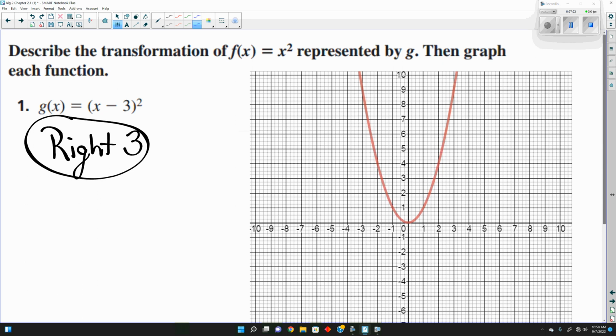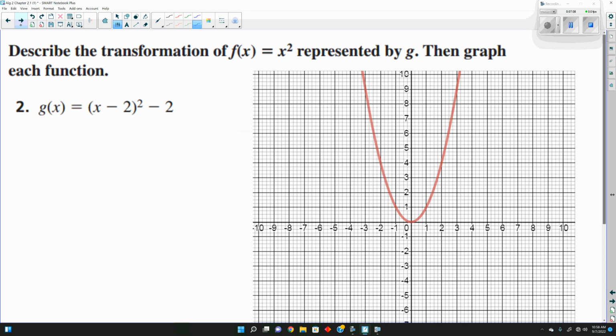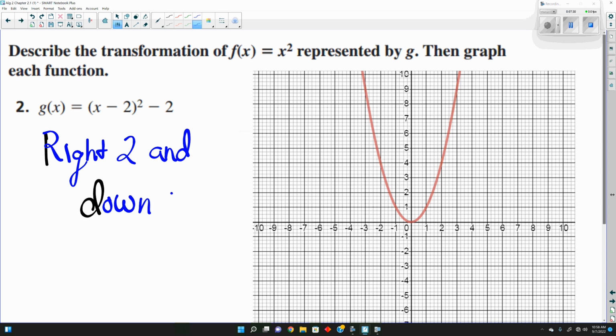Any other questions on this here? So we're not graphing it. Nope. Describe the transformation. Right here. Right, so down, right. Yes, because we have 2. The minus 2 inside is going to tell us we're moving 2, but instead of 2 to the left, it's to the right. So right 2. And because the minus 2 outside the parentheses is exactly what we think it is, it's minus 2, down 2. Right 2 and down 2.